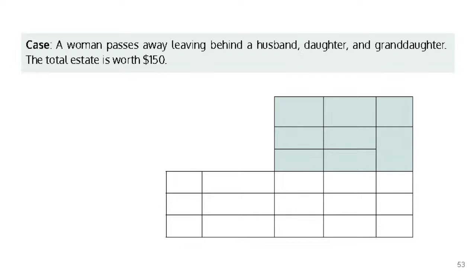All right, so we're gonna have this case here. A woman passes away, leaving behind a husband, daughter, and granddaughter. The total estate $150. All right, so don't worry about the estate. Let's worry about what the share will look like. Remember, husband just like the wife, no redistribution for them. Okay, because what was the wisdom behind it? They're not related by blood, only by marriage, right?